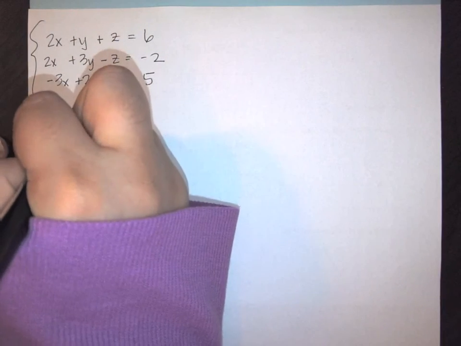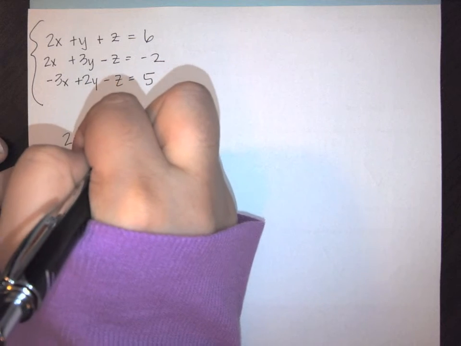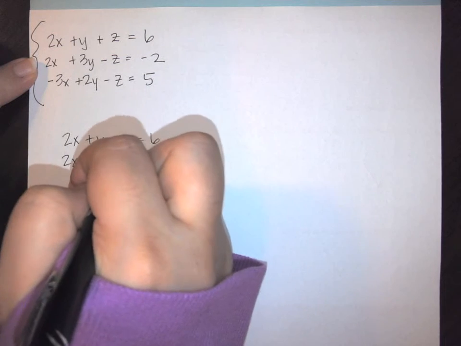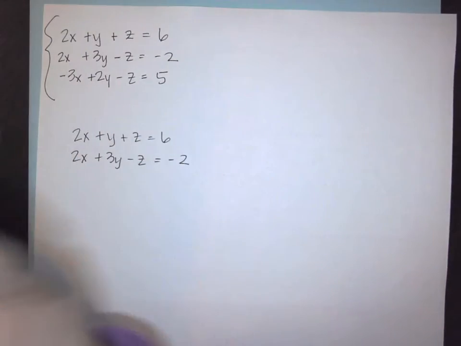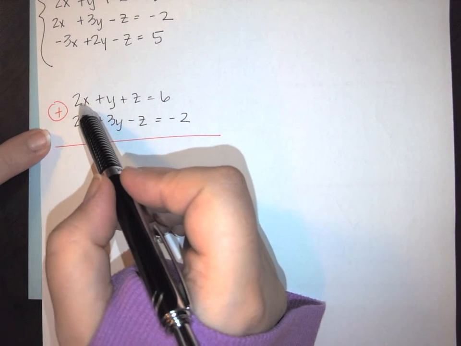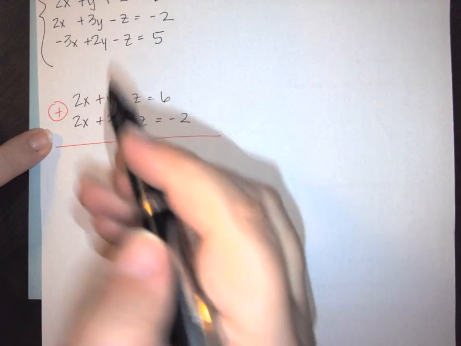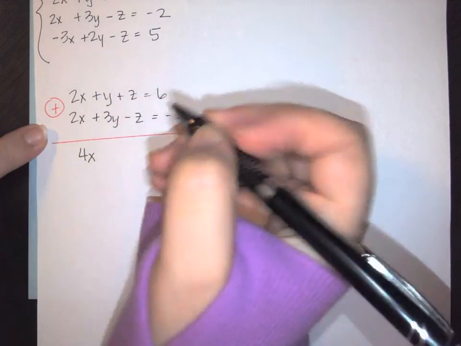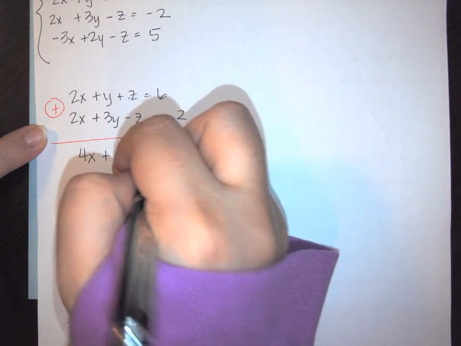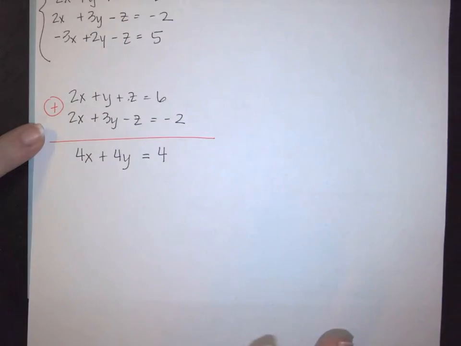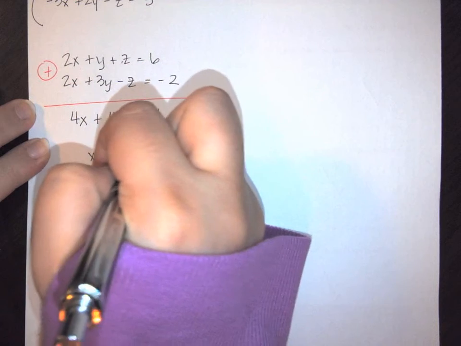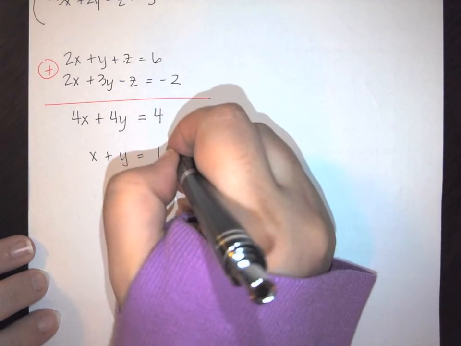So here again, I could use my top equation, 2x plus y plus z equals 6, and the second, 2x plus 3y minus z equals negative 2. And instead of having to multiply top or bottom, I just simply add. So here this would be 2 plus 2 is going to give you a 4x. 1 plus 3 is plus 4y. My z's go away and this is going to equal 4 as a result. Now you want to simplify. I can divide everything by 4, so this gives me x plus y equals 1. So here would be my first two variable equation.